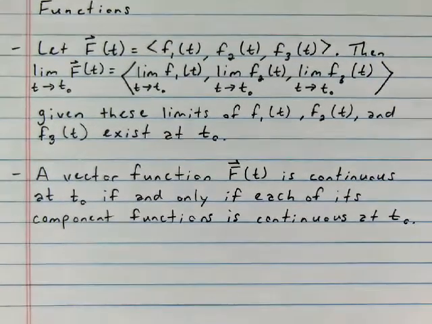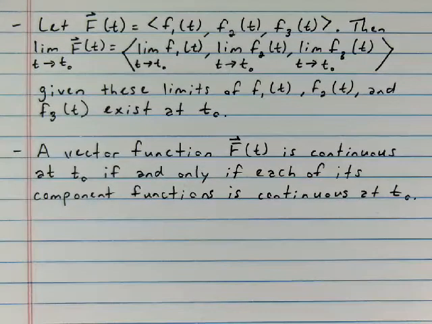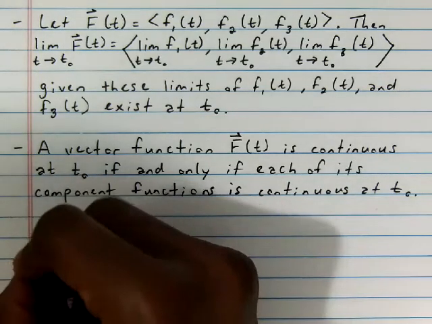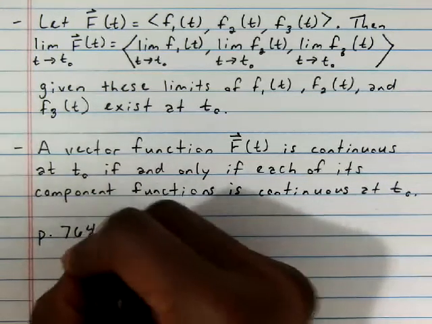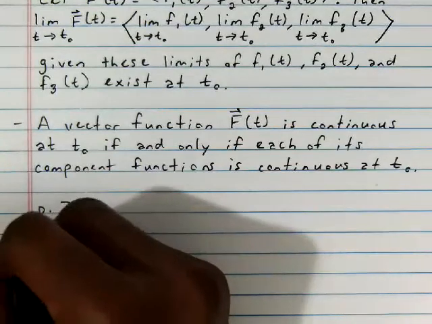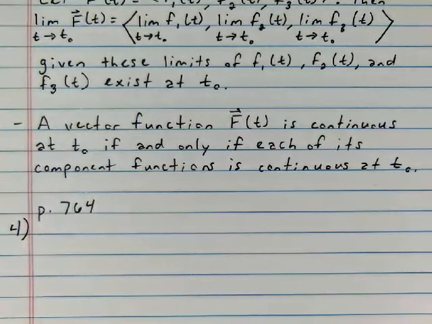All right, so that's the extent of our official notes, and then we're just going to do a couple of exercises from this section. So we're on 12.2, page 764 in your textbook. We are going to do number 4. In exercises 1 through 10, compute the limit or explain why it does not exist.